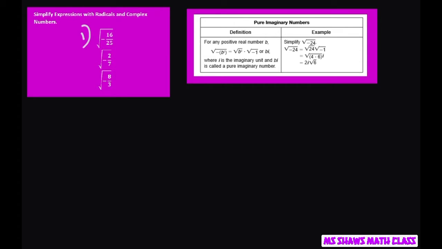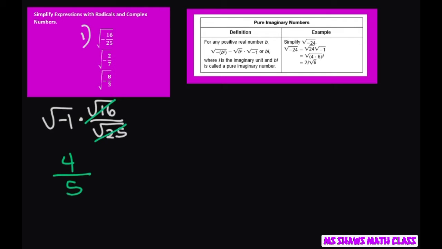is we're going to take out the negative and write this as square root of negative 1. Then we're going to write square root of 16 and then break out the square root of 25. So the square root of 16 is 4. Square root of 25 is 5. And then the square root of negative 1 is just I. You always put the I after the constant. So that would be that one.